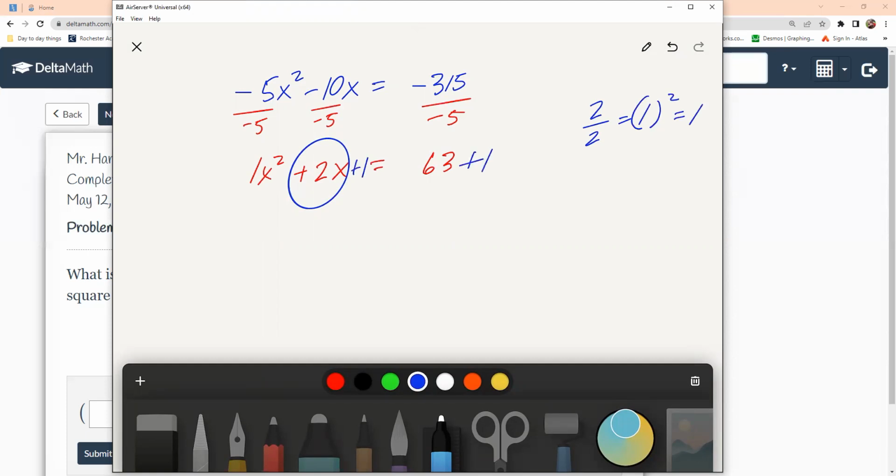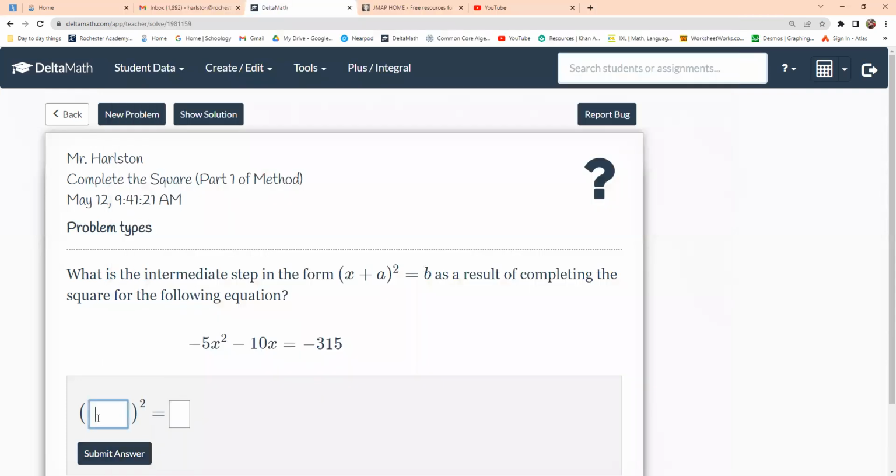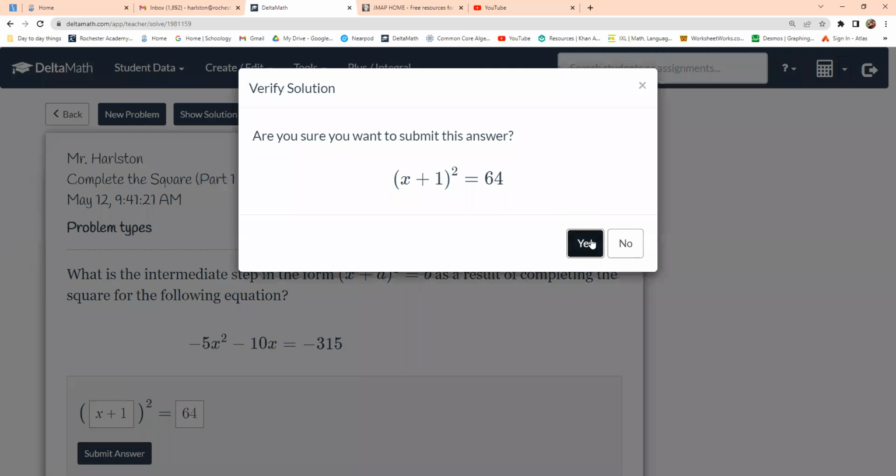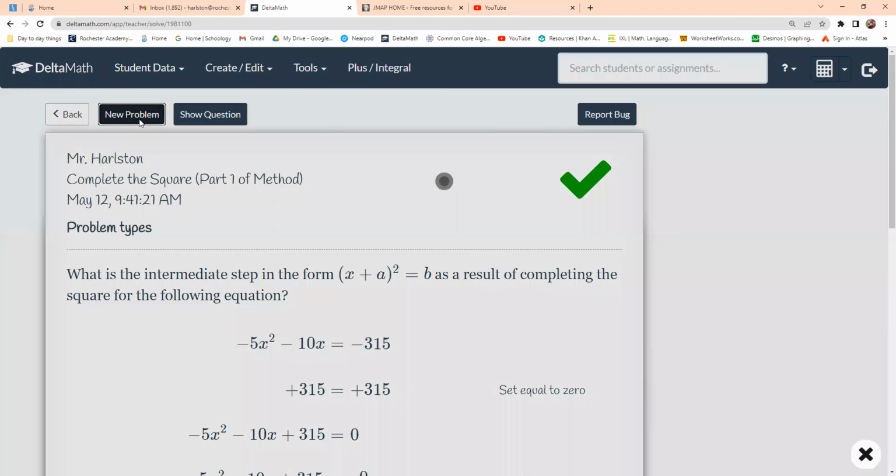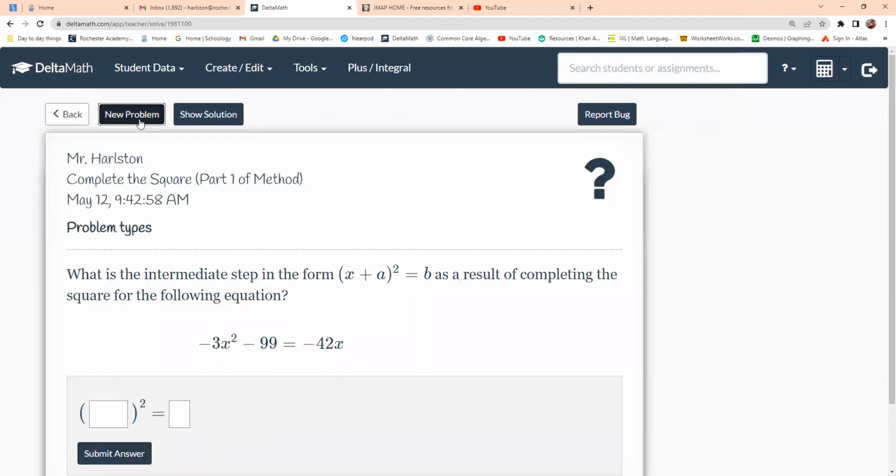Now I can complete this square. I can factor it, x plus 1 squared equals 64. That's what we would write here. So it's going to be x plus 1, and 64. And we submit it. I hope this is right. It is. I'll do one more and then I'll shut this down.